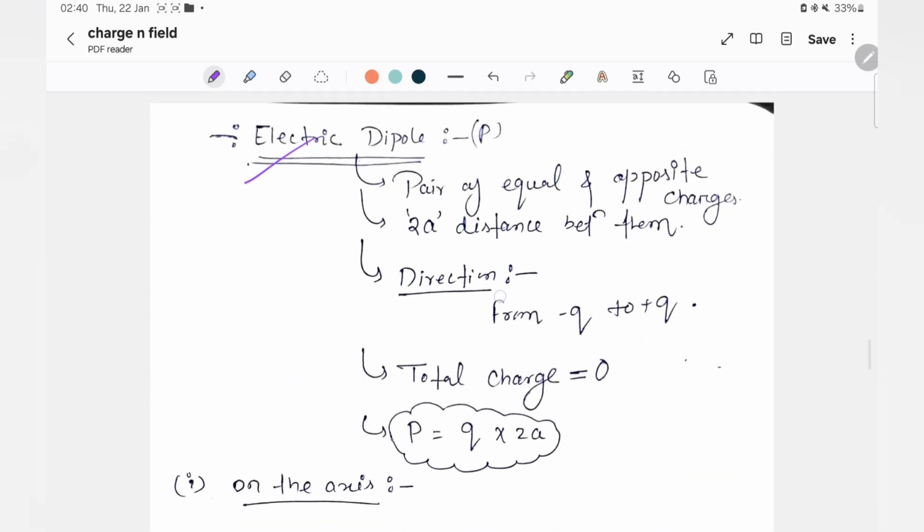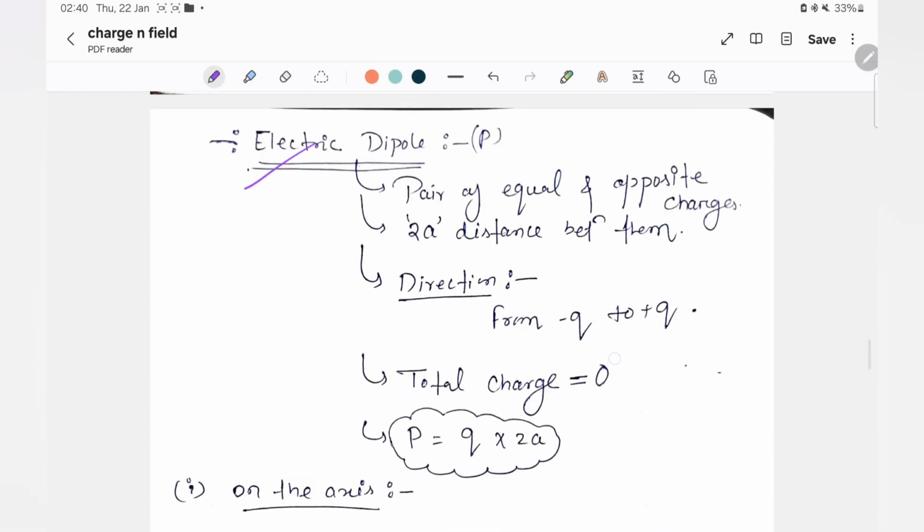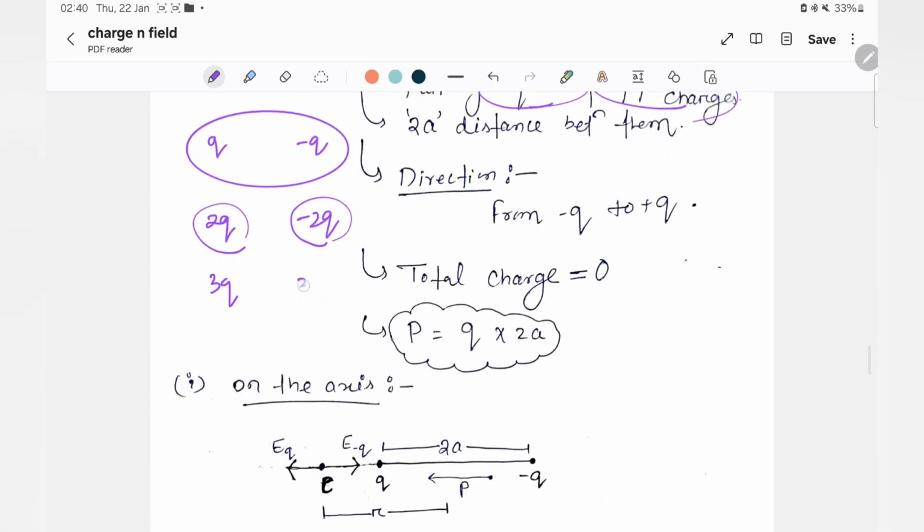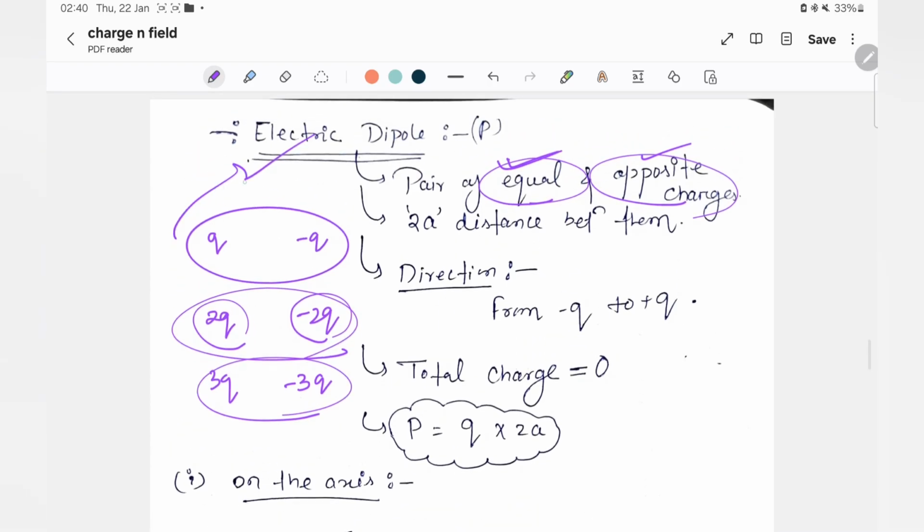Okay, now come towards the electric dipole. So what is a dipole? It is a pair of equal and opposite charges. This is a dipole, and we have a pair of equal and opposite charges. This is q and this is minus q, or this is 2q and this is minus 2q, equal but opposite charges. Or this is 3q and this is minus 3q. So this is a pair of equal and opposite charges, which we know as an electric dipole. They are kept at a distance of 2a.